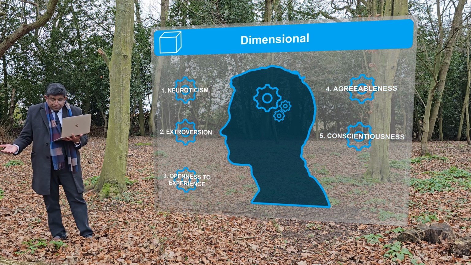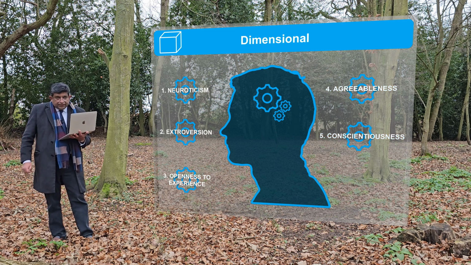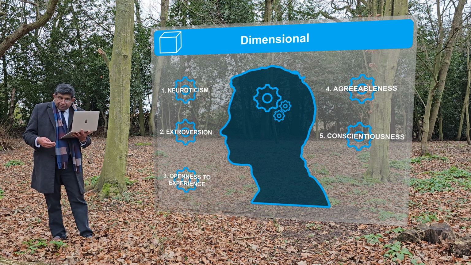What is interesting is rather than the dimensional and categorical models being completely alternate systems, both the DSM-5 and ICD-11 is moving from a completely categorical approach to a greater appreciation of dimensions of personality, certainly in formulation.